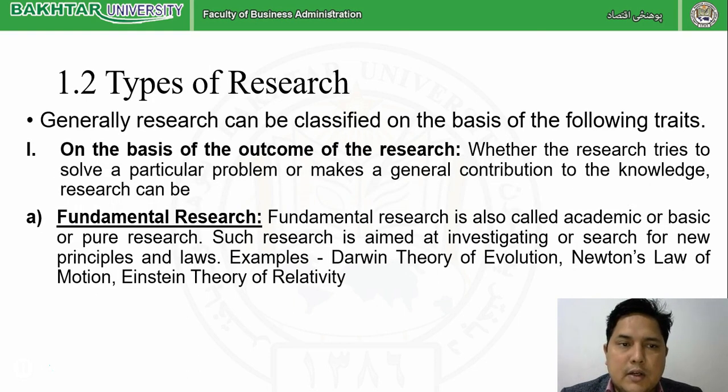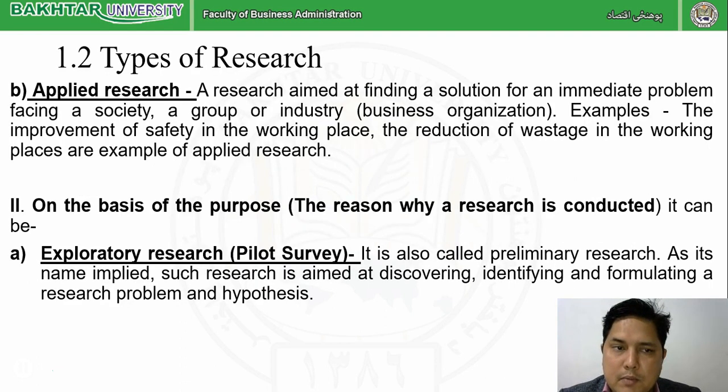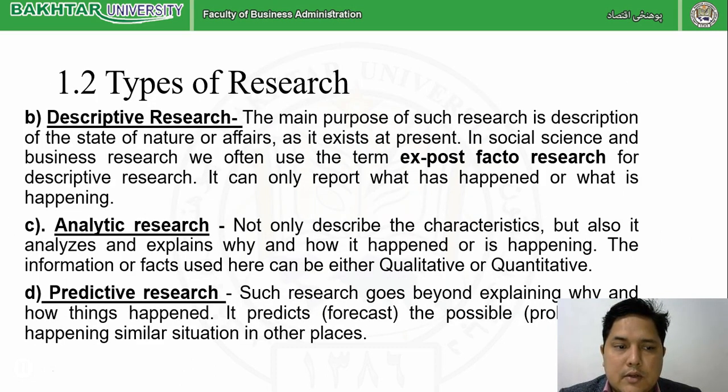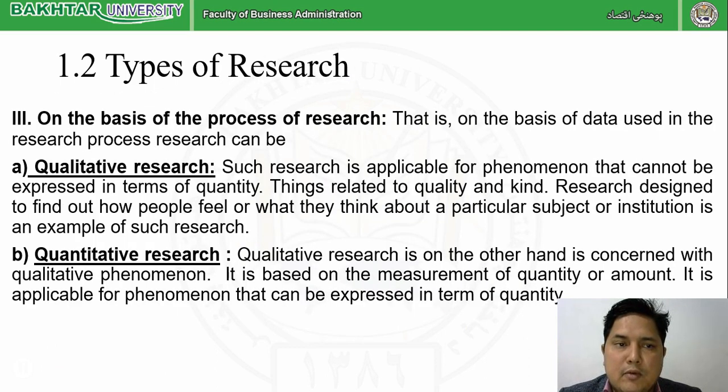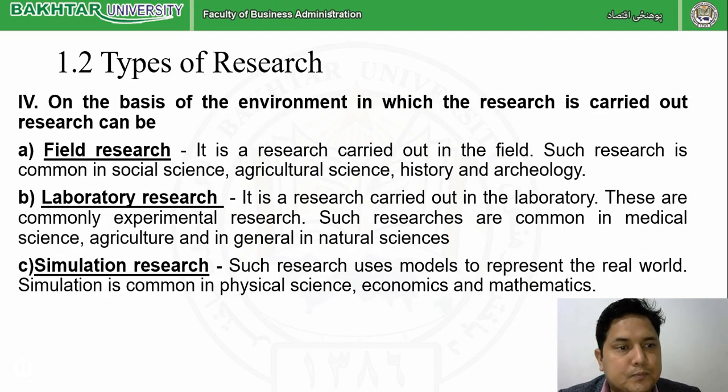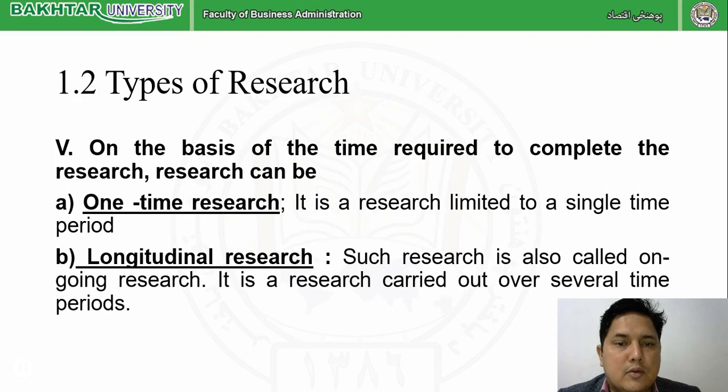Then we have seen that there are different types of research on different bases. We have learned about the 5 bases, like on the basis of outcome, we know about fundamental research and applied research. On the basis of purpose, we have 4 types of research: exploratory research, descriptive research, analytic research, predictive research. Then on the basis of process, we have qualitative research and quantitative research. On the basis of environment under which the research is conducted, field research, laboratory research, and simulation research. And on the basis of time required to complete a research, one time research and longitudinal research.